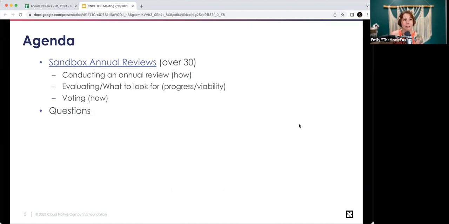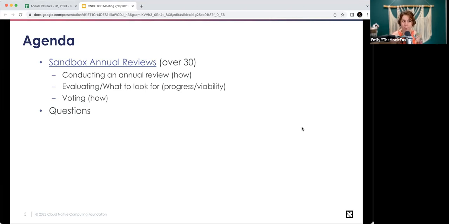We're going to be talking about sandbox annual reviews, how annual reviews are conducted, what the evaluation and process should look like when we're considering annual reviews for sandbox, and how we should vote. The reason this is coming up is, as you all know, we have a lot of sandbox projects, and they are to submit annual reviews to the TOC, at least annually. As a result, we now have over 30. I think last time I checked, we have 35 open sandbox reviews.